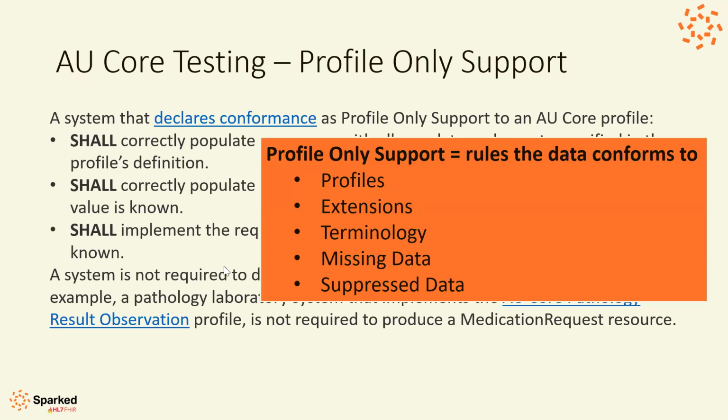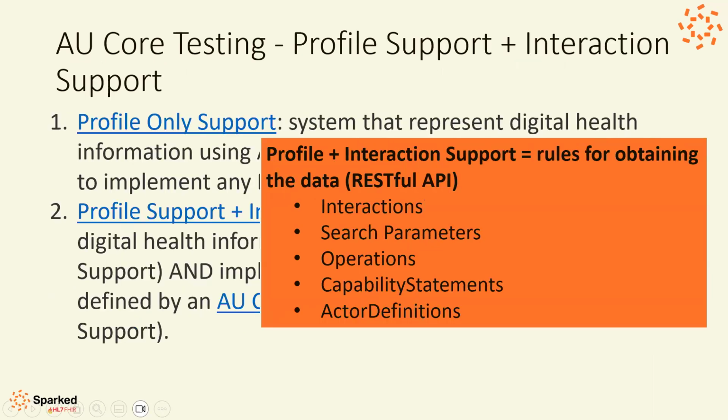And when we talk about interaction support, that is the RESTful API. And so that gets defined in interactions, which are really about things like the search parameters, about the operations, and those are in the capability statements. We have two in AU Core. So it's AU Core Requester, which is a set of capabilities around creating a data access request, and Responder, which is a system that's responsible for responding to a data access request, and the actor definitions, which are defining requesters and responders. So again, when we're testing, we look at all those different interactions and search parameters and operations through the capability statements.